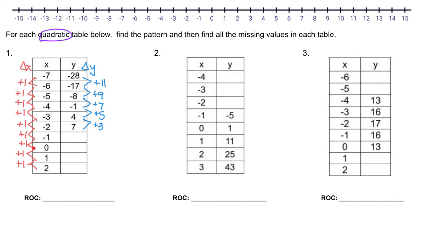So you'll notice that my change in x hopefully is the same as yours and that it's going by 1, and that my change in y is changing. It is not the same. So we have different rates of change, 11 over 1, 9 over 1, 7 over 1, 5 over 1, 3 over 1. It is not constant.